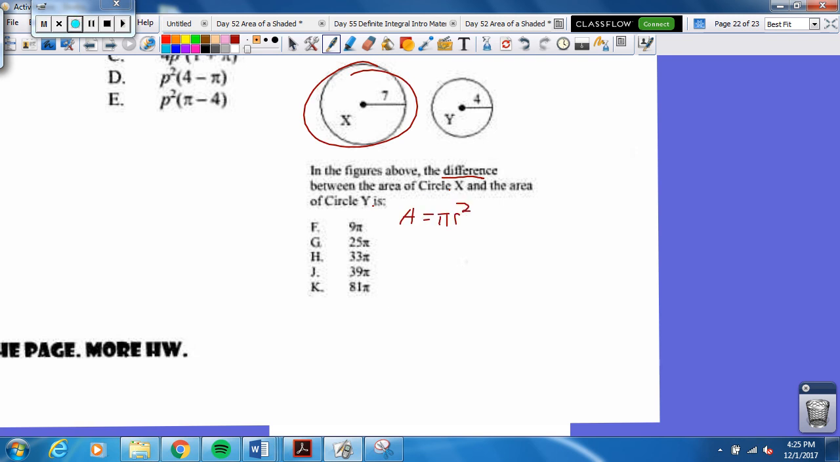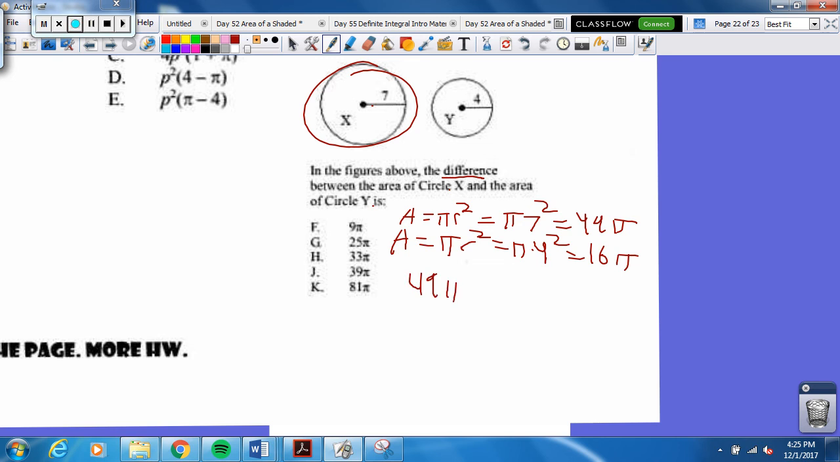pi r squared. So that's going to be pi times 7 squared, which is 49 pi. The area of the other circle is going to be pi r squared, which is pi times 4 squared, which is 16 pi. So the difference would be 49 pi minus 16 pi. So this is like 49x minus 16x. So I'm going to subtract them, and I get 33 pi to finish H. There you go.